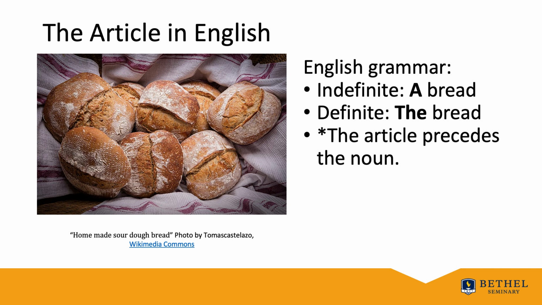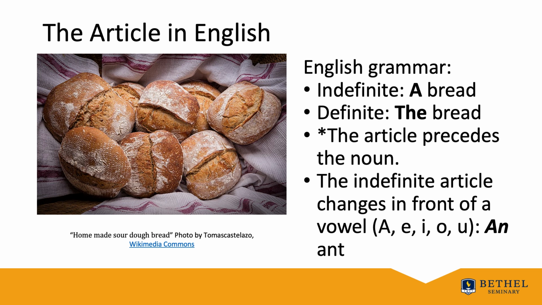In English grammar, you know that these indefinite or definite articles always precede the noun that they're pointing to. And an indefinite article can also change its form, especially if the noun following it begins with a vowel, like a, e, i, o, u. For example, "an ant." A non-native English speaker like me might say "a ant" because we're not familiar with grammatical rules. But those who are familiar with English know that the "a" changes to "an," because the indefinite article is followed by a noun beginning with a vowel.